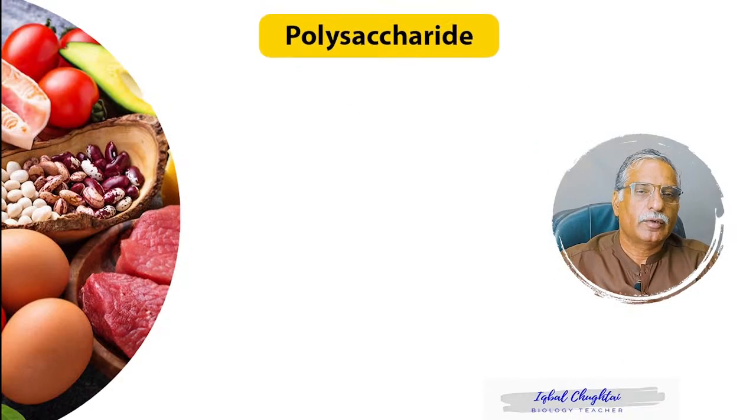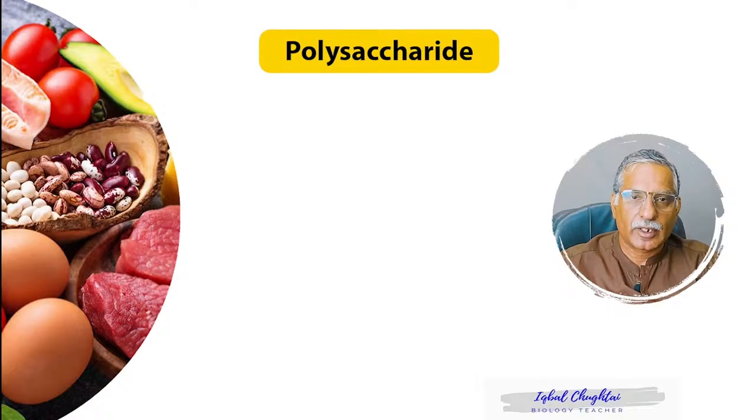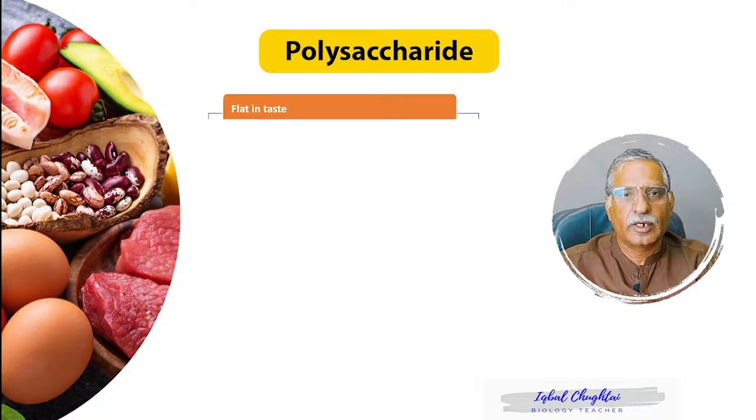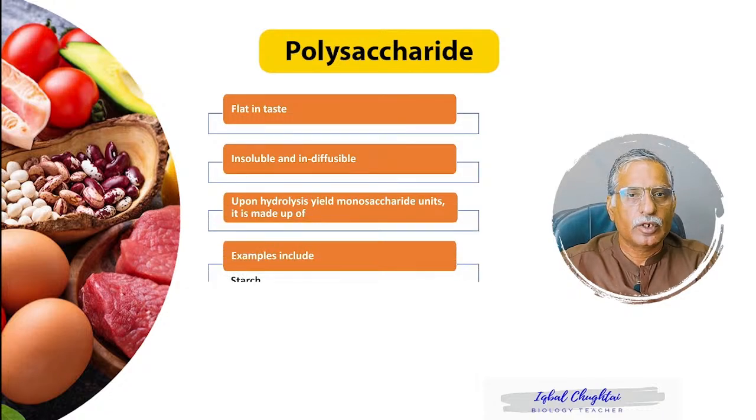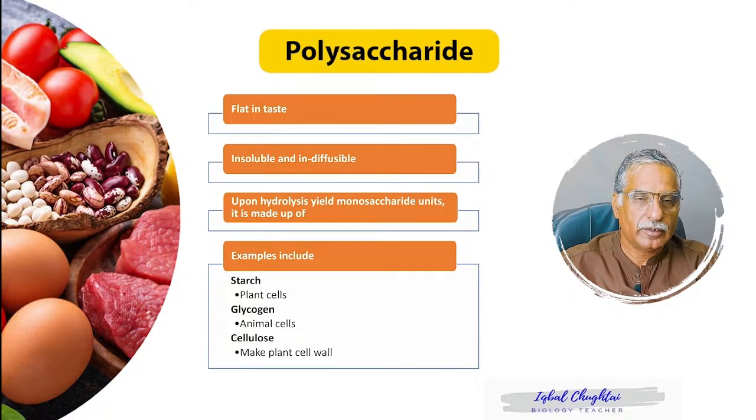The third type of carbohydrates is polysaccharides. Poly means many, saccharide means sugars. So carbohydrates that are made up of many sugar units are known as polysaccharides. And polysaccharides are mostly flat in taste, meaning tasteless. They are insoluble, they do not dissolve in water, and they are indiffusible, meaning they cannot diffuse as well. And we have the three well-known polysaccharides, that is starch, glycogen, and cellulose.